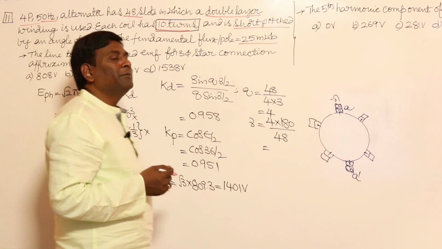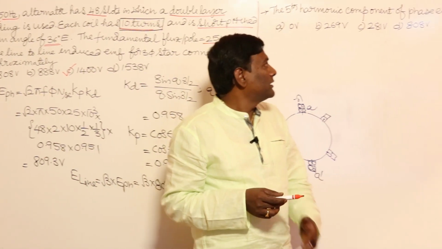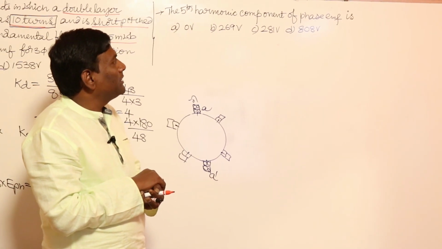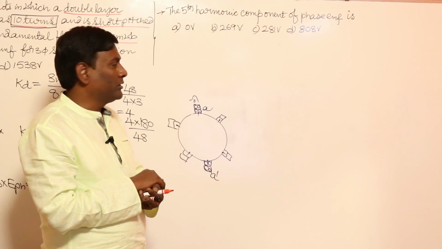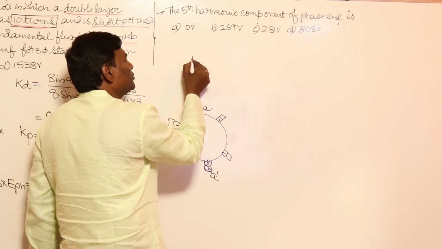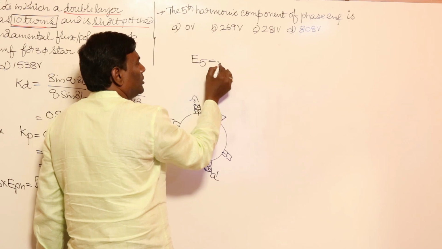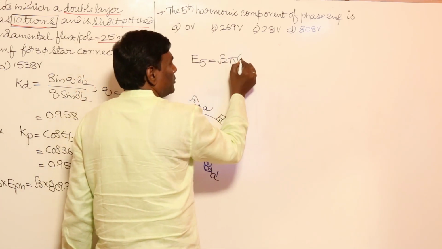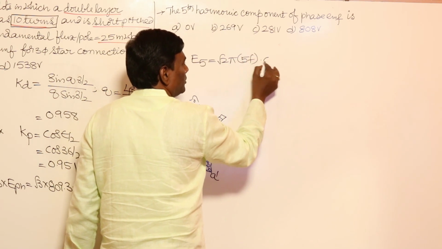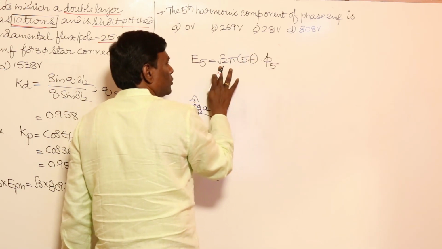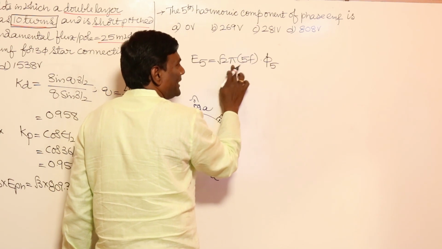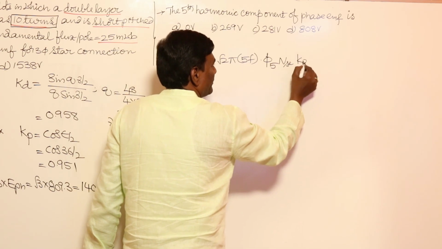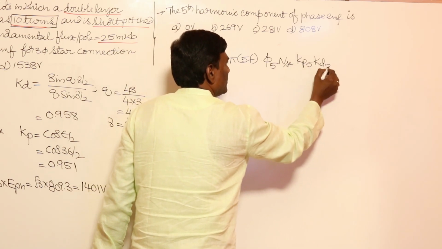Now, with the same data they have given one more question, that is for the fifth harmonic component of EMF, phase EMF they asked. The fifth harmonic component of induced voltage E5 equals √2 pi into 5 times frequency, because fifth harmonic, √2 pi f into flux of fifth harmonic component, √2 pi f phi number of series connected turns, Kp for fifth harmonic, Kd for fifth harmonic.